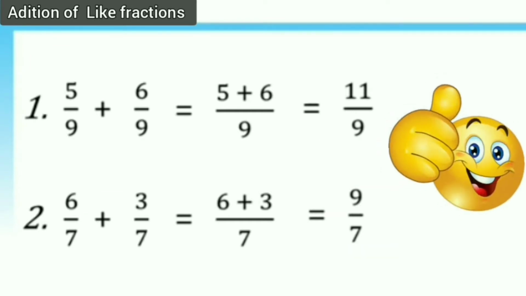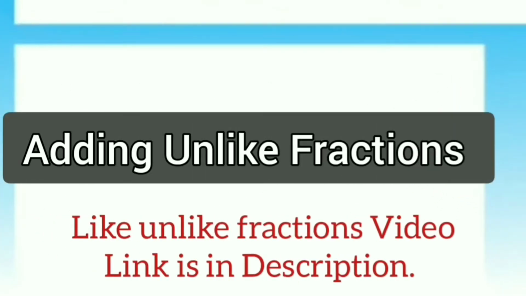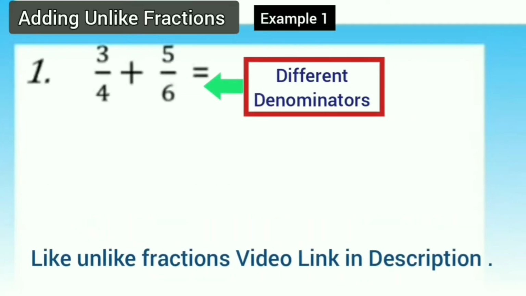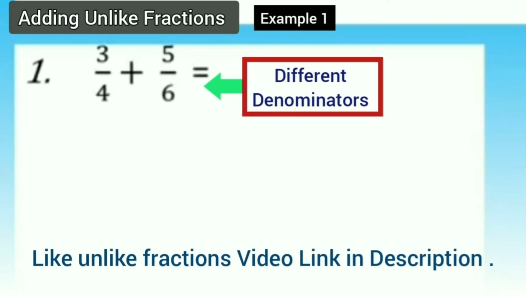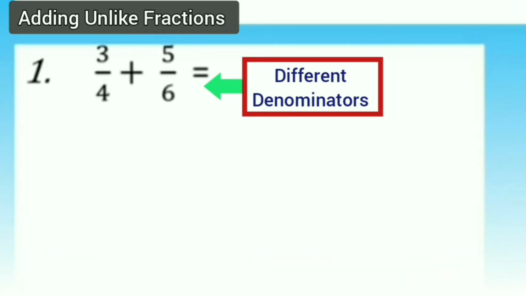If we are given two different denominator fractions, how can we add them? Let us see. Observe these given fractions. 3 by 4 and 5 by 6 both have different denominators. So these are unlike fractions, right? In this case, we have to make the denominator equal. So we have different methods to make equal denominators. Let us see one by one.